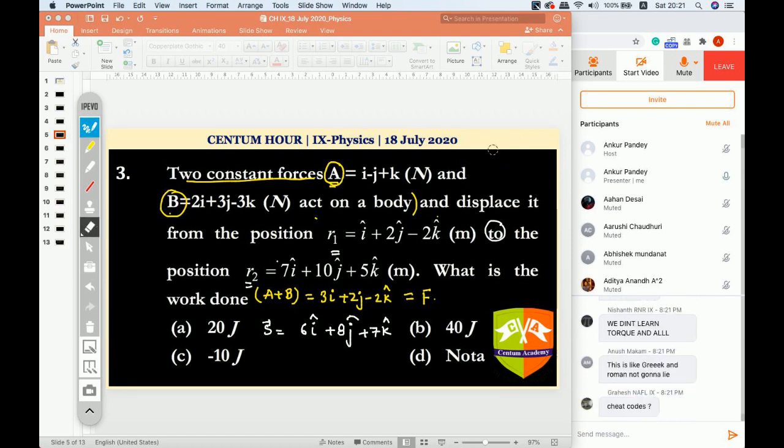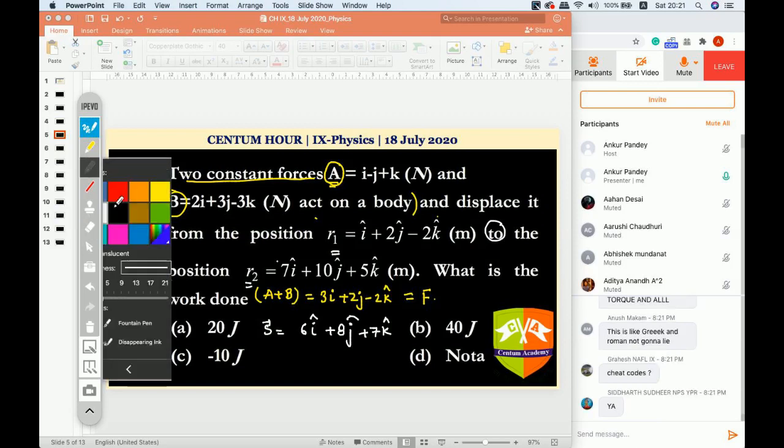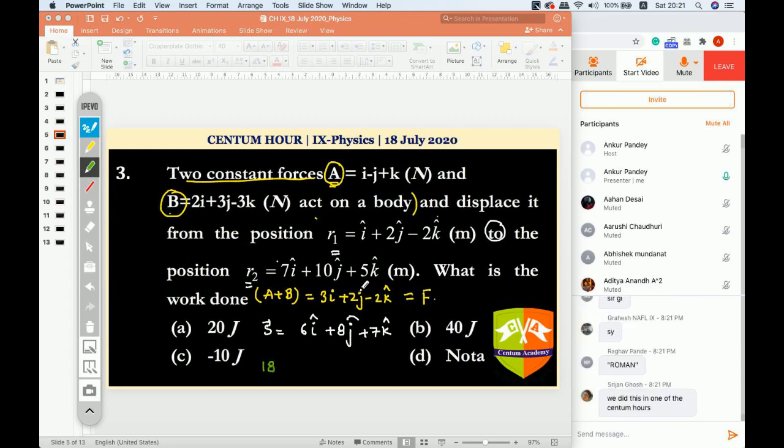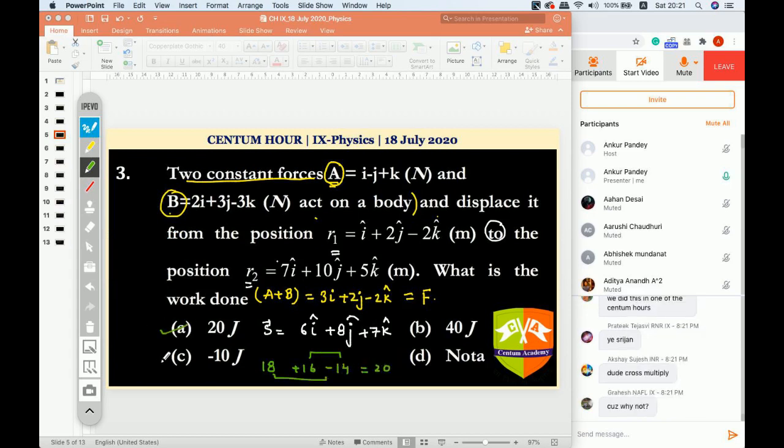So now we have two vectors and we have to perform the dot product between them. What is the dot product? i to i, 18. j to j, 16. k to k, minus 14. 20. Got it. Anisha. Good. Very, very good.